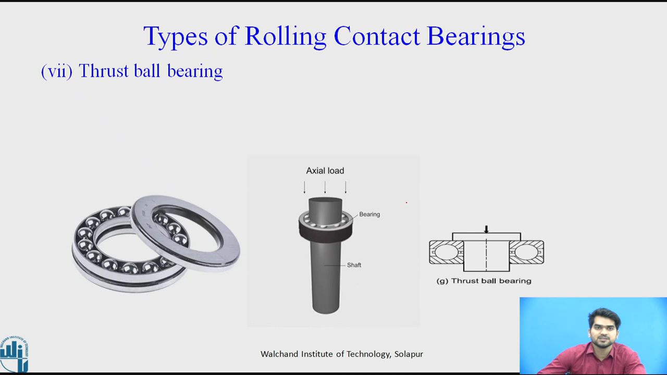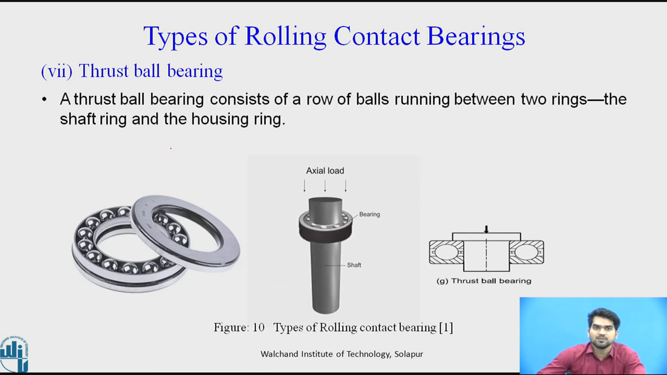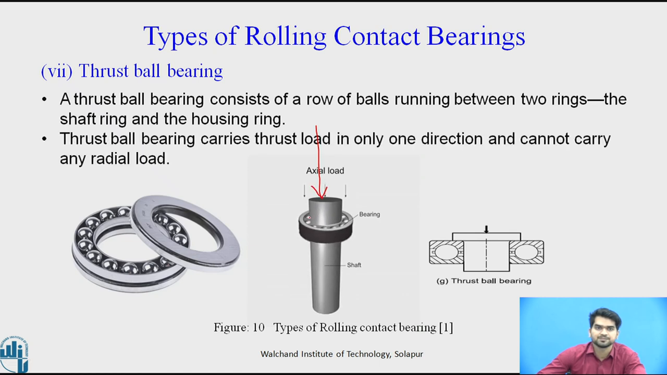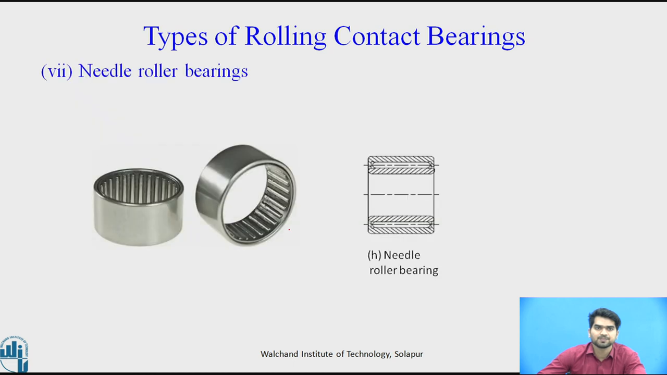The next classification is the thrust ball bearing. The thrust ball bearing consists of two rows of balls running between two rings, the shaft ring and the housing ring. This is a shaft on which the load is acting along the shaft. At that time we can prefer the thrust bearing. The thrust bearing carries the thrust load in only one direction and cannot carry the radial load, so it will not sustain radial forces. This is the drawback of this thrust bearing.